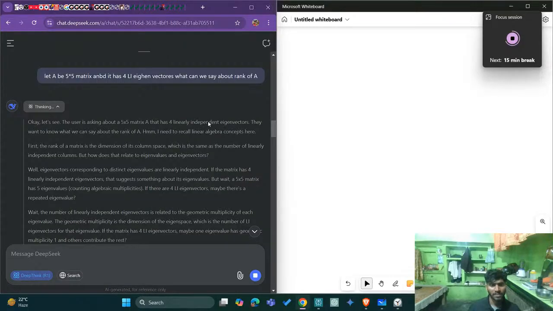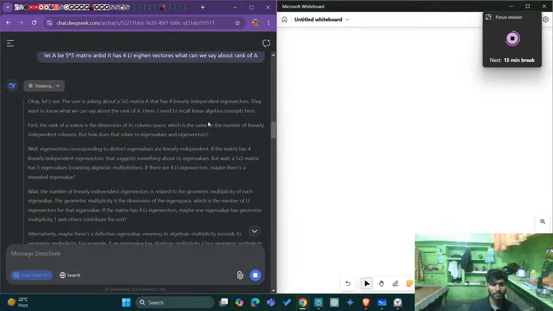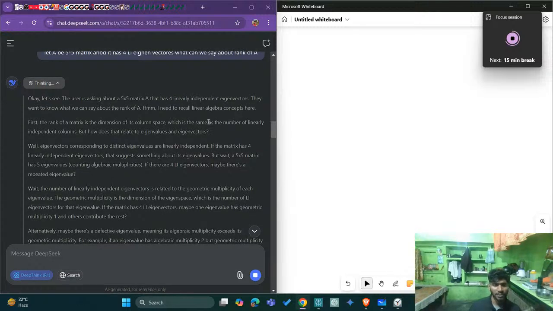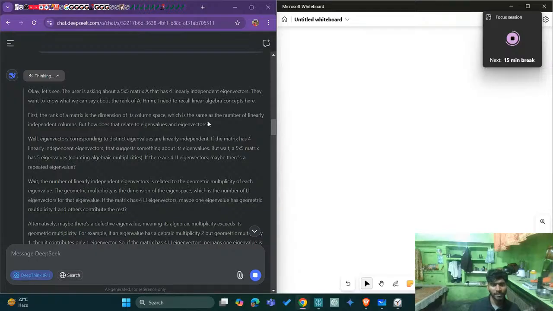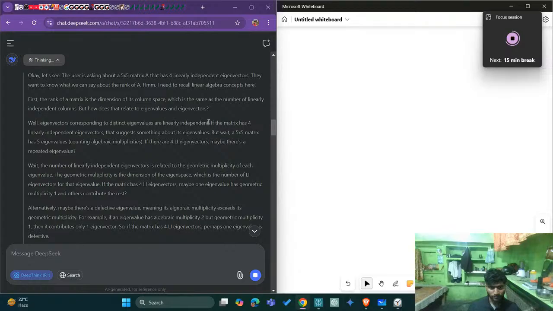But how does that relate to eigenvalues and eigenvectors? Well, eigenvectors corresponding to distinct eigenvalues are linearly independent. If the matrix has four linearly independent eigenvectors, that suggests something about its eigenvalues. But wait, a 5 cross 5 matrix has 5 eigenvalues, counting algebraic multiplicity. If there are four linearly independent eigenvectors, maybe there is a repeated eigenvalue.